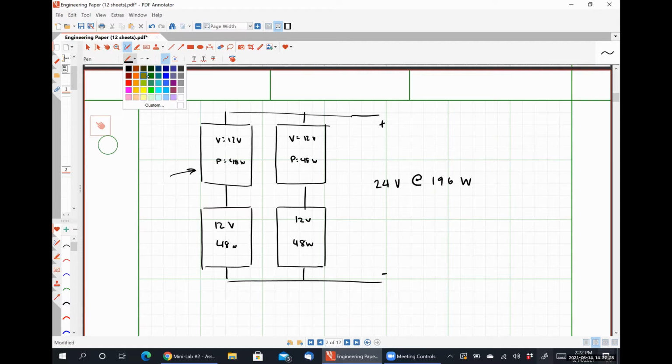Could you repeat the question? If the solar panel is rated for 48 watts and provides a voltage of 12 volts, what is the maximum amount of current that can be safely provided by the solar panel? Four amps, absolutely right.